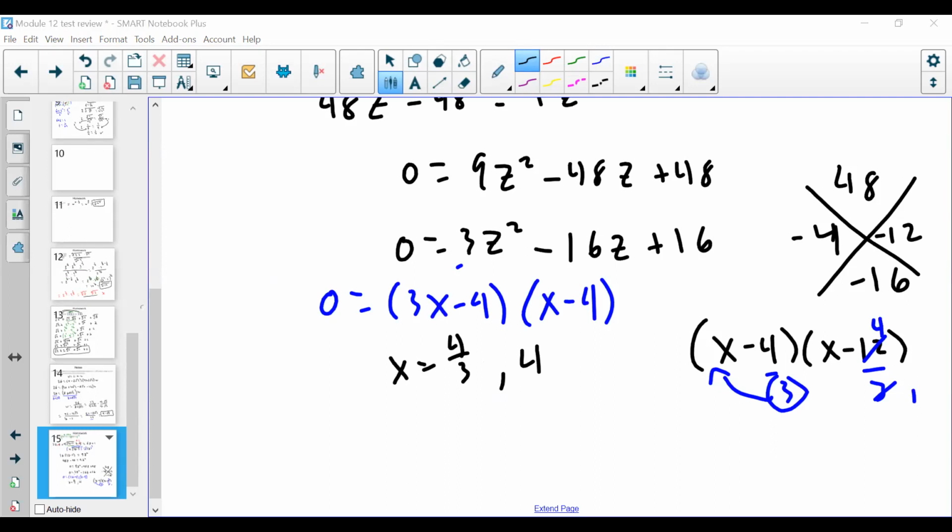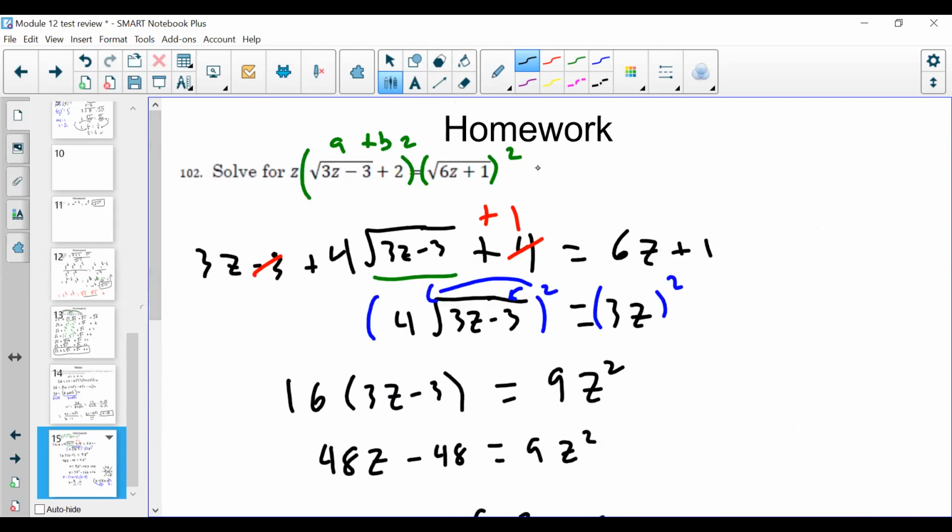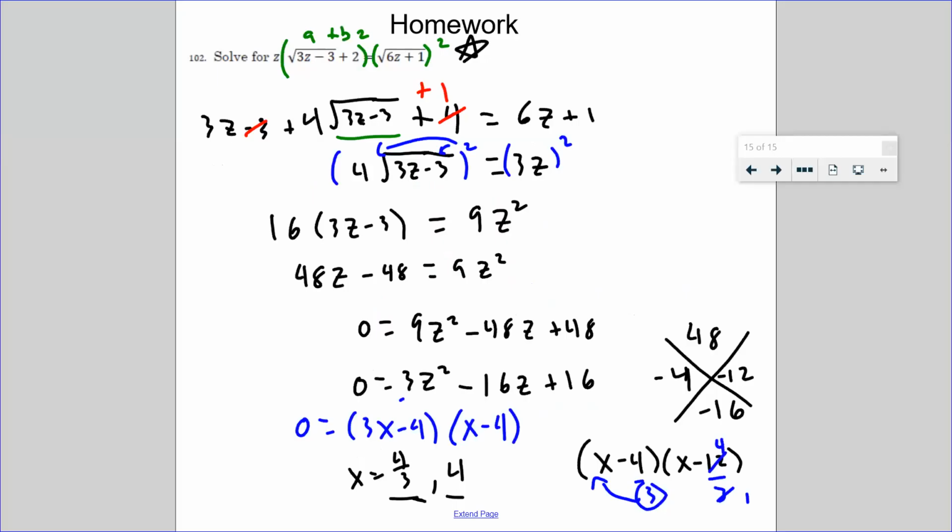Obviously, you'll have to check this by plugging in both these x's back into the original problem right here and see if it works. In this case, they both do work. I'm not going to double check. You're just going to plug it in and solve it out, make sure they equal each other, but they both do work. And that's how you solve this problem.